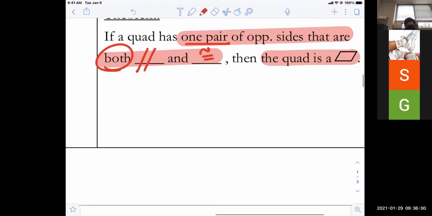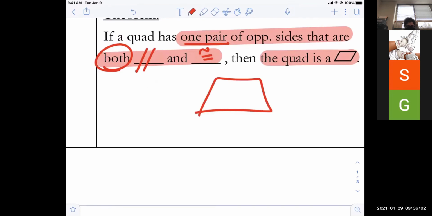Why would this be a problem? I'm going to draw just a shape, not to make it look anything special. Okay, what kind of shape could that be? If you don't guarantee that the opposite sides are parallel and congruent, what kind of shape has a pair of parallel and a different pair of congruent? A trapezoid. What kind of trapezoid? An isosceles trapezoid. Okay, so you have to be careful.